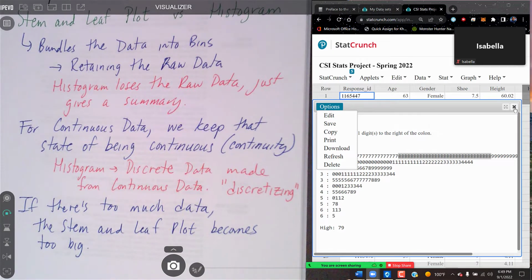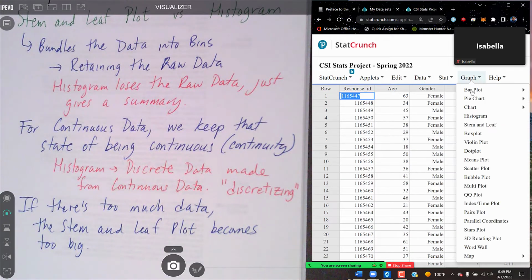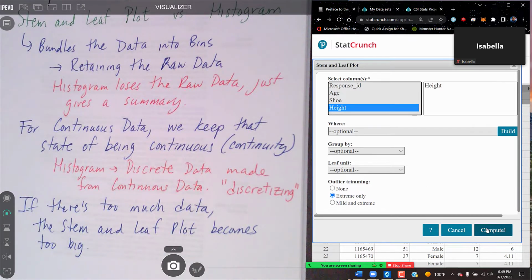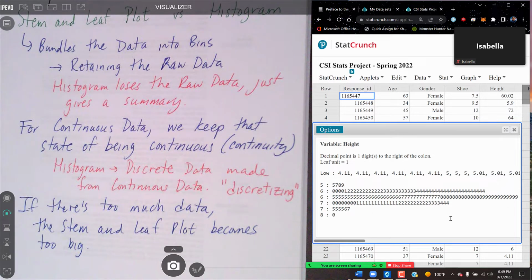That was age. Let's take a look at height, how height looks. Graph, stem and leaf plot on height. People were supposed to report their height in inches. So 80 means 80 inches tall. That's a big person. 6 feet is 72, so this 80-incher right here is 6'8".